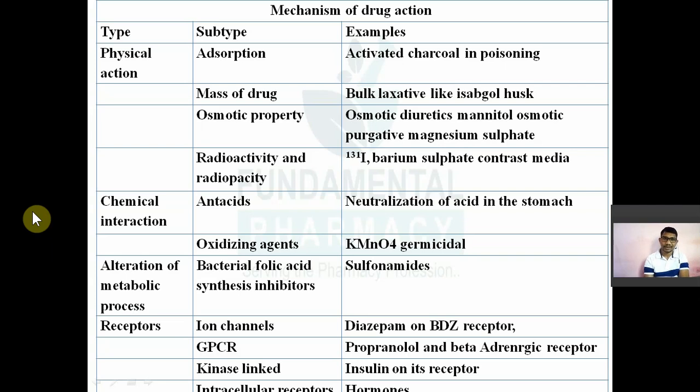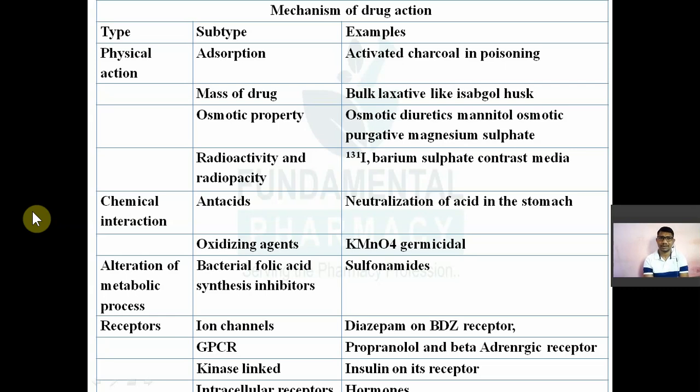So drug may exert the action by physical action or by chemical action. Another example, take potassium permanganate. Potassium permanganate is germicidal or bactericidal because of its oxidizing property. So it will oxidize the bacterial cell content. That's why bacteria will die. So chemical interaction. Again, drug may act by altering the metabolic process.